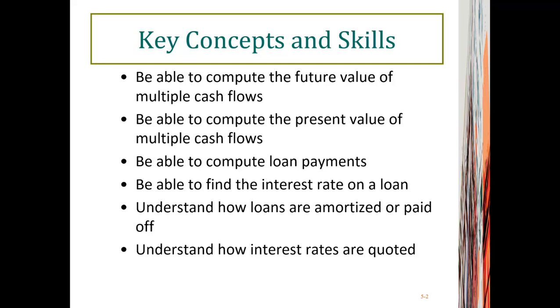More specifically, in this chapter, we will learn how to compute both the future value and the present value of multiple cash flows. Those multiple cash flows could be uneven cash flows or even cash flows. If the cash flows are even, we call it an annuity. In addition, we will learn how to compute loan payments or mortgage loan payments, find the interest rates on a loan or mortgage, and understand how loans are amortized. And the last topic is to understand how interest rates are quoted in terms of APR or EAR.